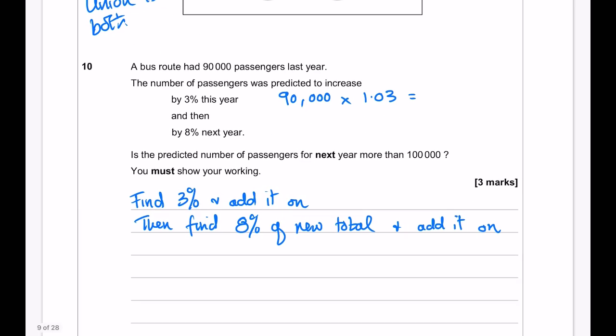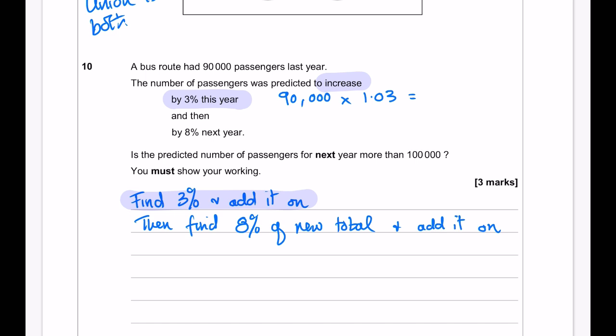Okay, question 10. 90,000 passengers a year. So the easiest way to do that is first you're going to find 3%. So it says it's increased 3%. So find 3% and add it on. And then the next year we do the same, but we find 8% and add it on. I'm trusting you can find that.